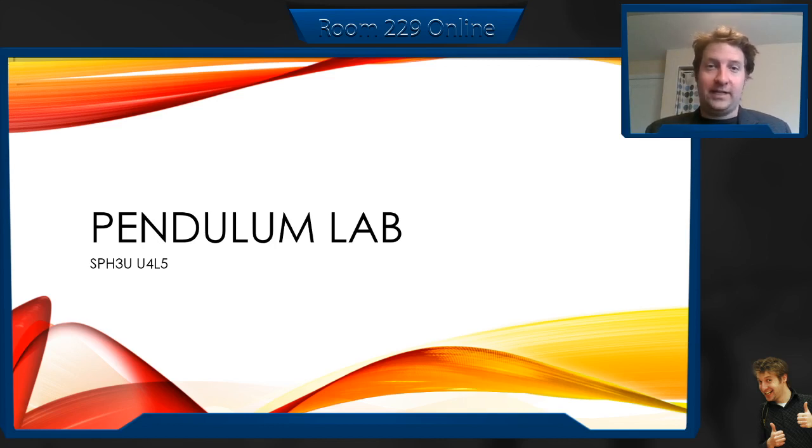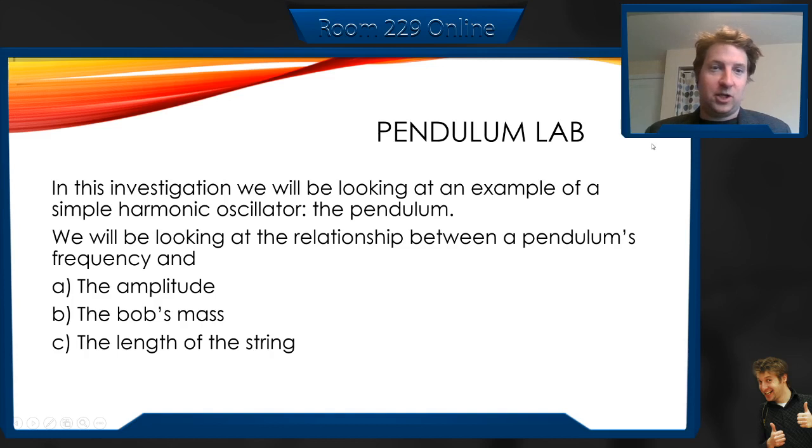But the whole idea here is we're going to want to look at now a pendulum. And a pendulum is a great example of what we call a simple harmonic oscillator. And those things produce waves. And we want to be able to produce waves and look at the relationship between some of the variables involved in waves. We're going to look at the relationship between a pendulum's frequency and its amplitude, the mass that's swinging back and forth, it's called the bob, and the length of the string. Okay, so we're going to try to see if we can find a relationship between them, if there are any.